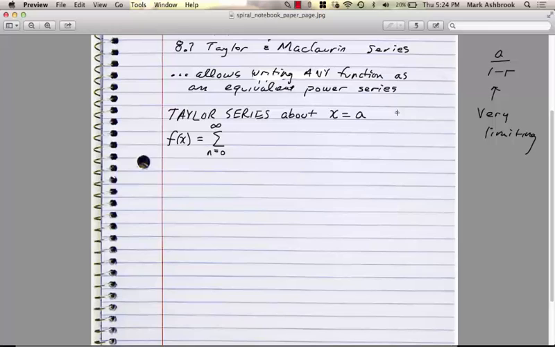It should work for all x. And so as you add more terms in your Taylor series, it's going to do a better and better job farther and farther away from a. So a is like the center of the power series, and so you can write any function centered about x equals a as the sum of the nth derivative at a over n factorial times x minus a to the n.